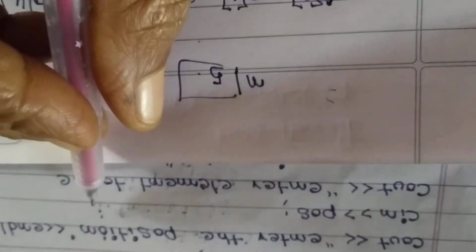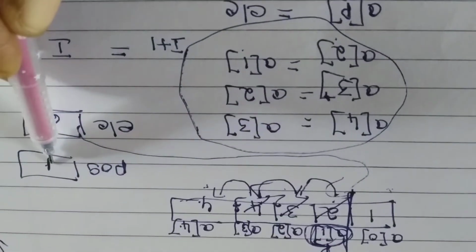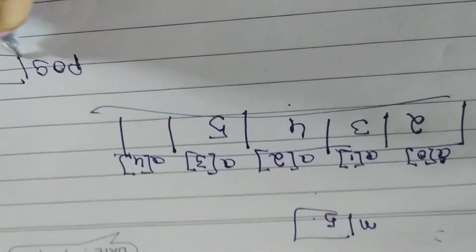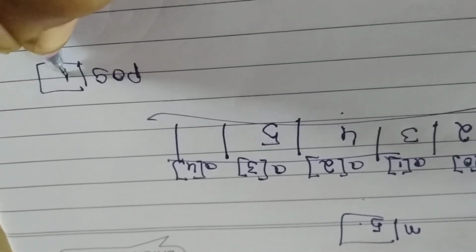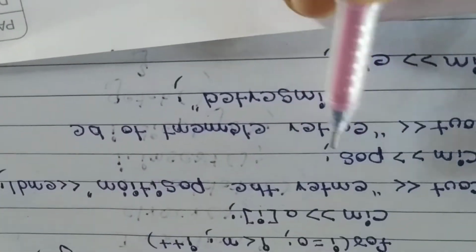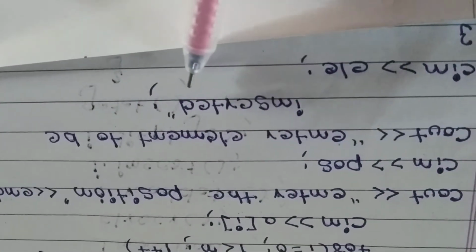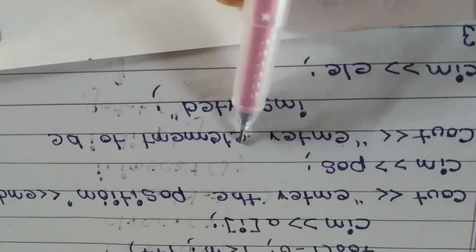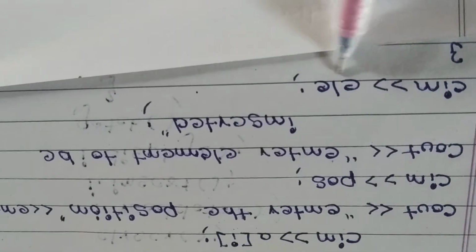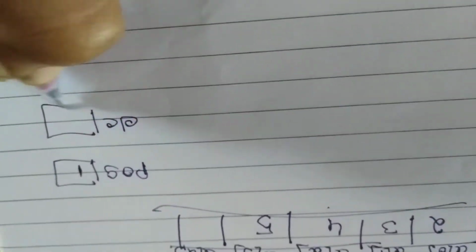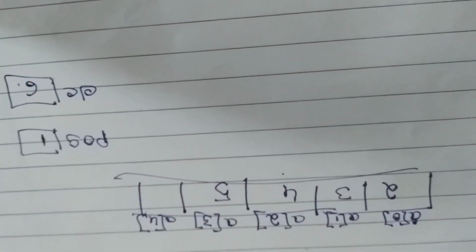Now enter the position. In the previous example, at the starting I told, we have to tell the position where we have to insert the element. So here they are asking in which position you want the element to be inserted. I want the element to be inserted in the first position, so I will write that. Next question: enter which element is to be inserted. That will be stored in ELE. So the user will give us the element to be inserted. So 6, I want to insert.